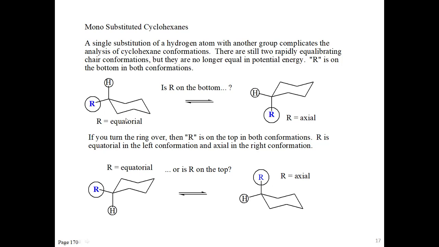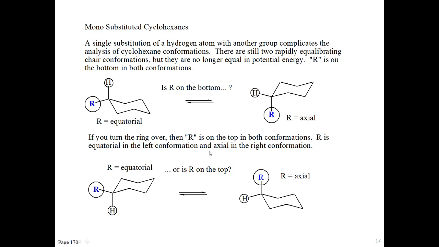Okay, now, is this the only place it could be? No. I could flip this whole ring over, turn it upside down, and now I would have R on the top. It's still going to be equatorial. It doesn't change the energy of this guy. If I flip it up and this guy down, I'm still going to have an axial R. It's going to cost me the same amount of energy interacting with these other axial positions on the top.